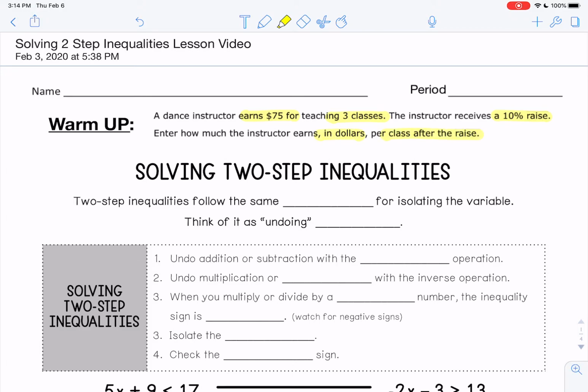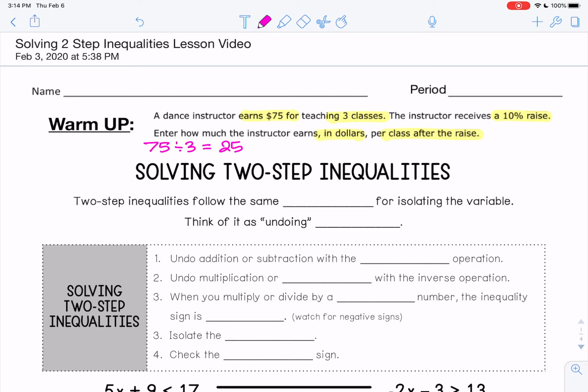Okay. So don't forget to always highlight and annotate, or underline if you don't have a highlighter, the important information in the question so you know what it's asking and what the information's telling you. So $75 for 3 classes. The way I would approach this is first I'd want to know how much the instructor's getting paid for 1 class. So in order to do that, I'm going to do 75 divided by 3. And 75 divided by 3 is 25. So I now know that the instructor is getting paid $25 for each class.